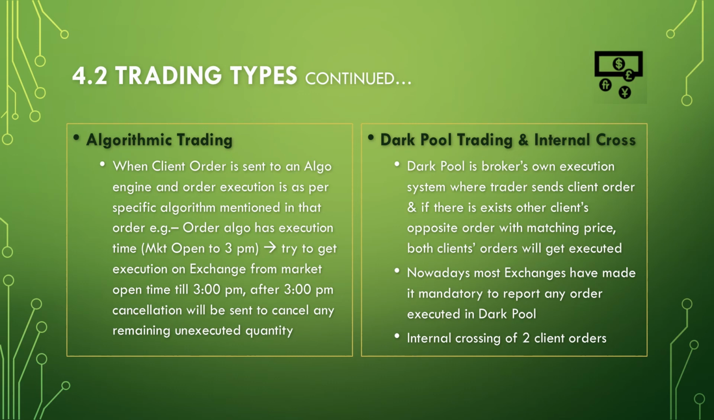For example, the order's algorithm has execution time mentioned as from market open till 3 p.m. Then the algorithm engine will send the order at market open and try to get the executions on the exchange from market open time till 3 p.m. If till 3 p.m. the order is only partially executed, then the engine will send a cancellation to cancel the remaining unexecuted quantity on the exchange. Similarly, there can be different algorithms where an order can target one specific price only or look into some specific price range.